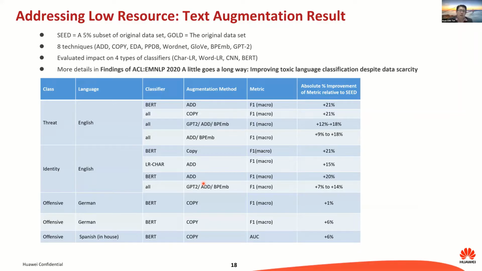This is some of the result where we have explored 8 techniques, from add copy, EDA, PDBs. We also iterated on how these different augmentation techniques impact the different classifiers. In general, we found that add and copy perform quite well in the context of the classifier itself. There's more detail you can find in the EMNLP 2020 paper that we have published jointly with the university.